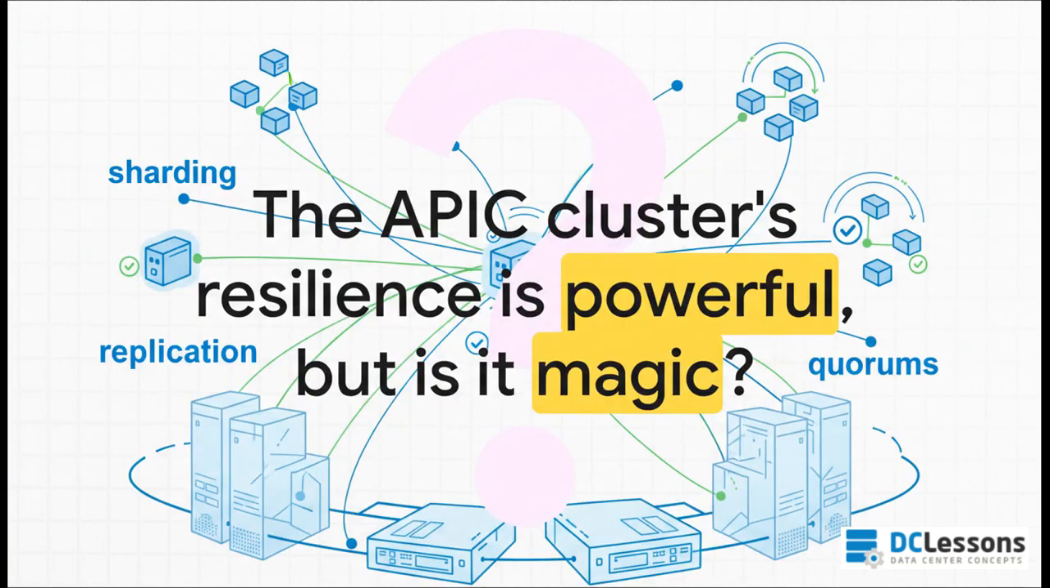So in the end, the APIC cluster's incredible resilience isn't magic. It's just the result of some really brilliant distributed architecture. Now that you understand these core concepts, sharding, replication, and quorums, you have the power and the knowledge to keep your network's brain healthy, robust, and ready for pretty much anything.